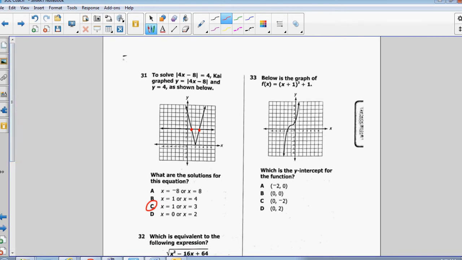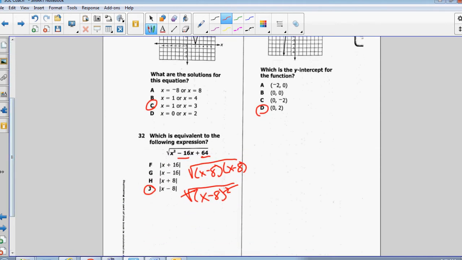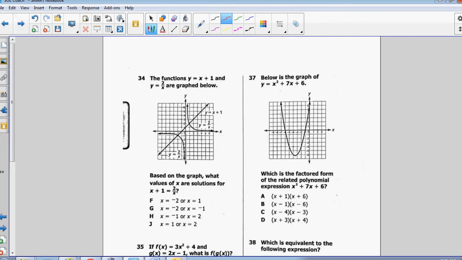Alright, in 33, we have the graph of the cube root of x plus 1, and we're looking for the y-intercept. So remember, the y-intercept is where you cross the y-axis, and it looks like it's at 0, 2. Alright, let's do one more page on this video. Alright, 34, the functions are graphed, and what are the solutions for where the two functions equal each other? So again, you're just looking for where the functions cross each other. It looks like x equals negative 2 and x equals positive 1, choice F.